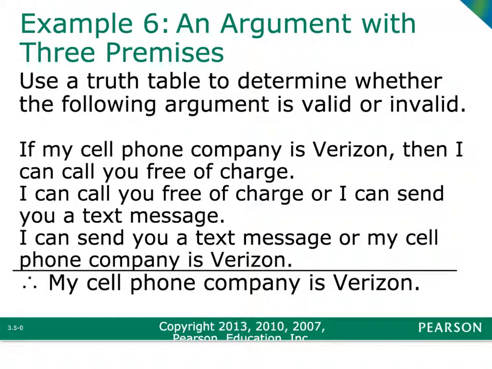Okay, last but not least, sometimes they'll give you 3 premises and 1 conclusion. In those ones, you're not going to have a choice. You're going to have to make a table and do the and between each premise and then do the conditional and see if it's true or not. Okay, so let's see. If my cell phone company is Verizon, then I can call you free of charge. I can call you free of charge, or I can send you a text. I can send you a text, or my cell phone company is Verizon. Therefore, my cell phone company is Verizon. Let's figure out if this is a true statement or not.